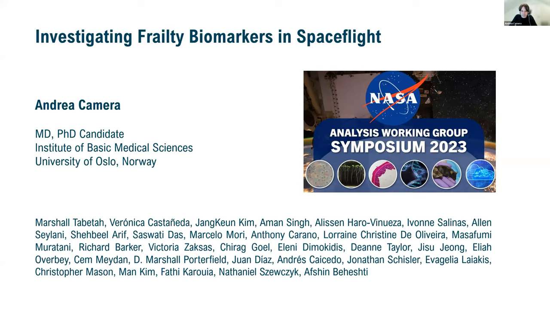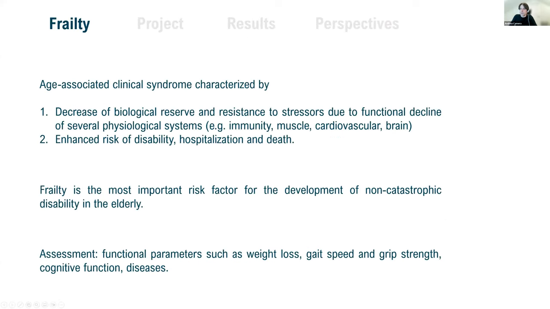It is a great honor for me to be here today, and I will present our project on spaceflight and frailty. As you can see, we are many people in this group, so there was no space in the slide for fitting everyone's picture, but of course I will present on everyone's behalf.